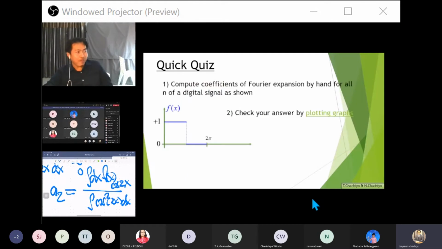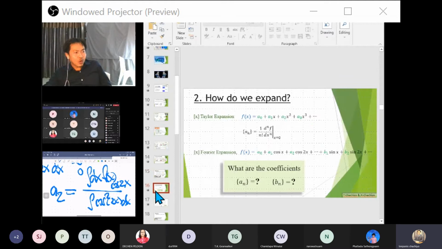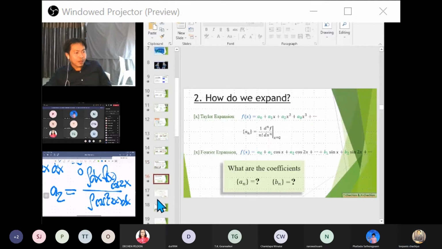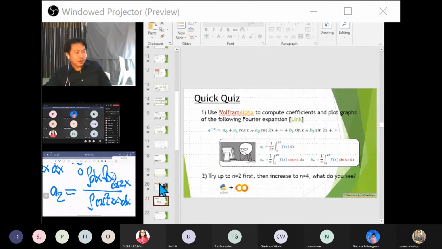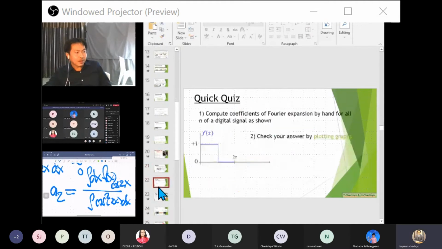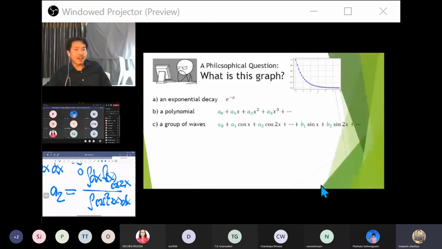Go to PowerPoint, and then I have this PowerPoint screen. Okay, we have this quick quiz, but let's skip that for now. Okay, quick quiz. Let's go to, there you go. Where is it? There. Okay, before we have fun, let's talk about a philosophical question. So we can have this interaction between the students.